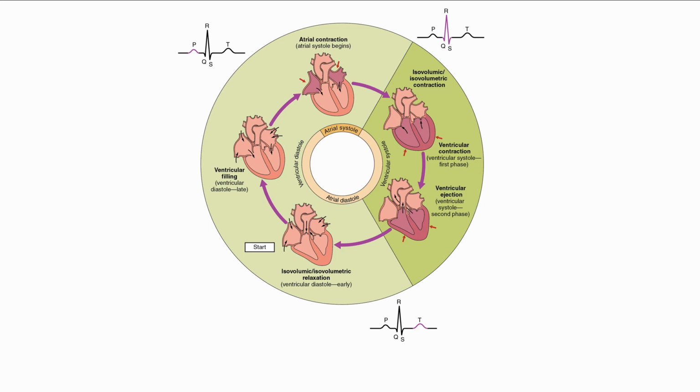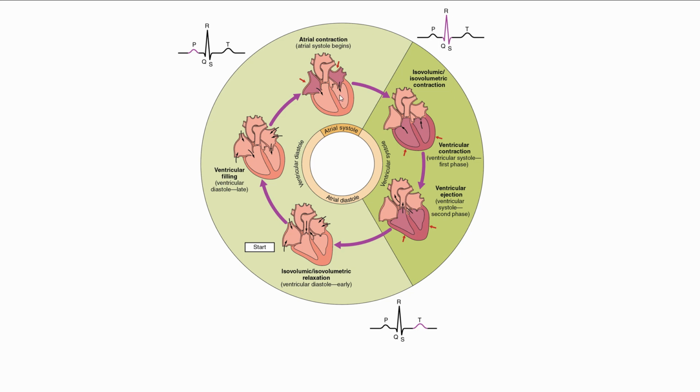Now, as they're filling, eventually we get to atrial contraction. Atrial contraction is atrial systole. This is denoted by the P wave in the ECG, or electrocardiogram. What's happening here? The atria contract, forcibly pushing blood into the ventricles.